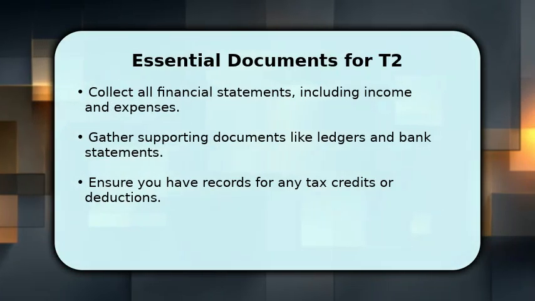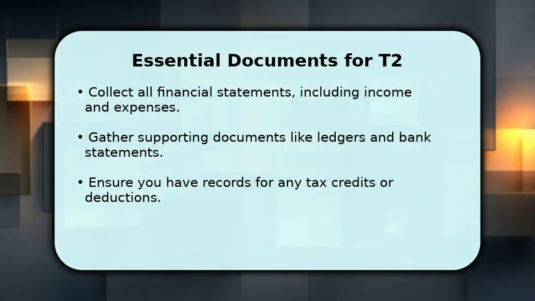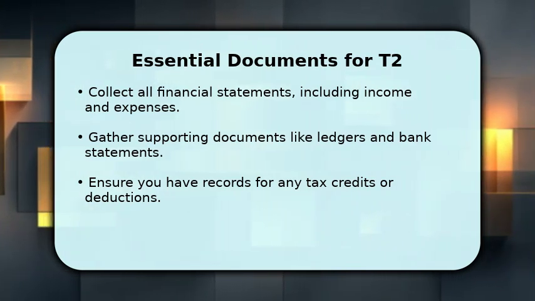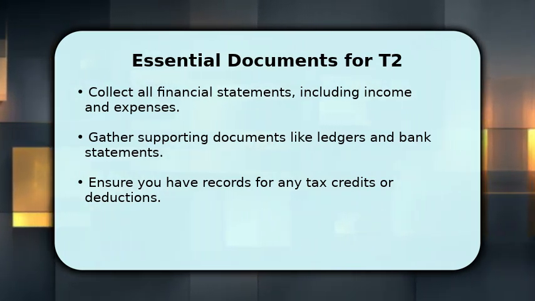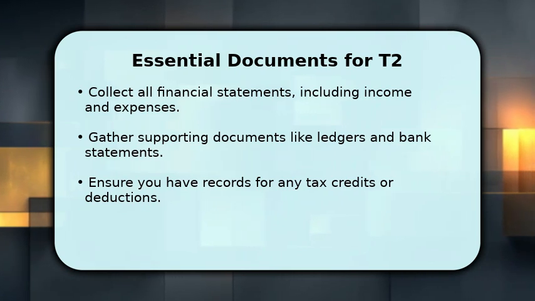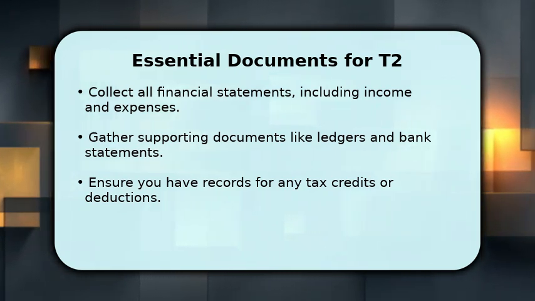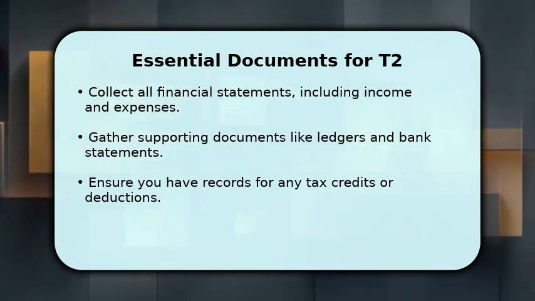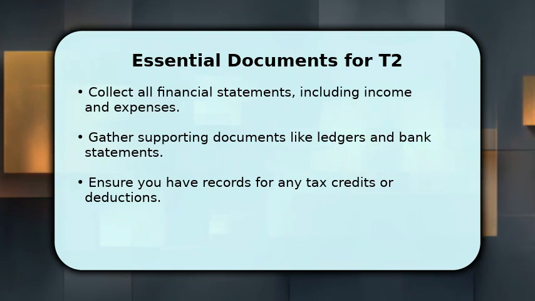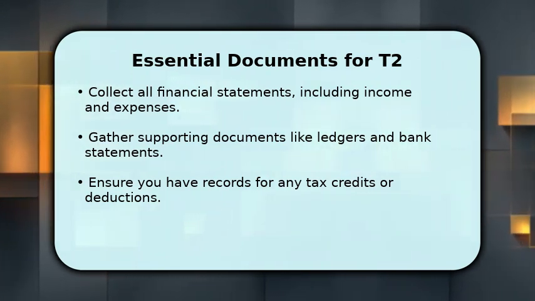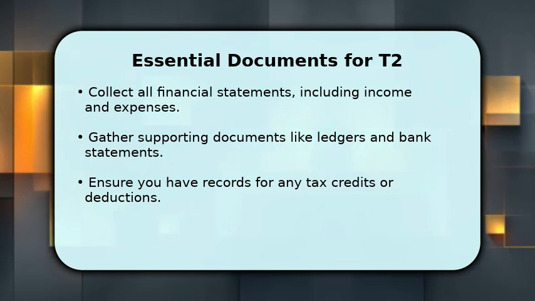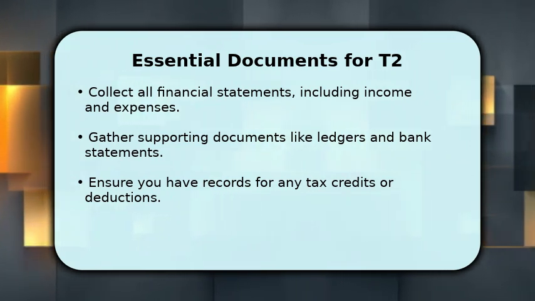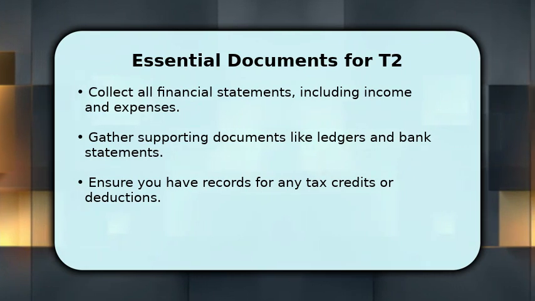Now, let's talk about the documents you'll need. You'll require your corporation's complete financial statements, including the income statement and balance sheet. Don't forget supporting documents such as general ledgers, bank statements, and invoices. Also, compile records for any eligible tax credits or deductions your corporation plans to claim. Having these organized will streamline the entire process significantly.